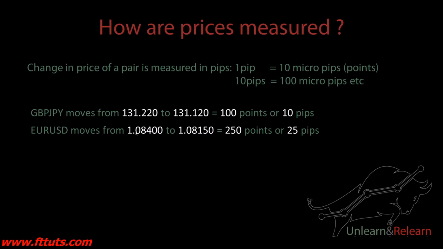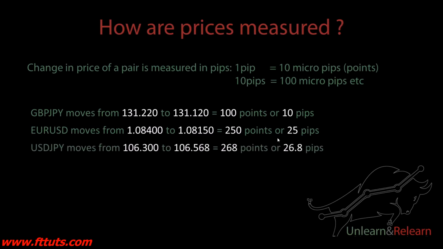Let's say I had a sell order at 1.08400 and price moved down to 1.08150. This means there was a change of 25 pips, so now I'm positive 25 pips. But if you had a buy order at this point, then you'd be in negative 25 pips.